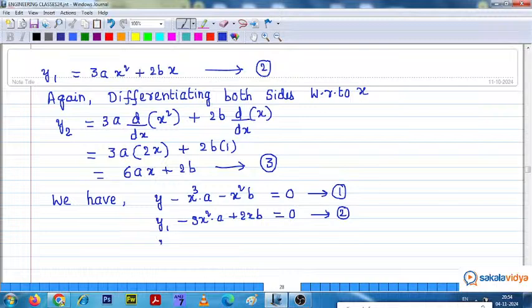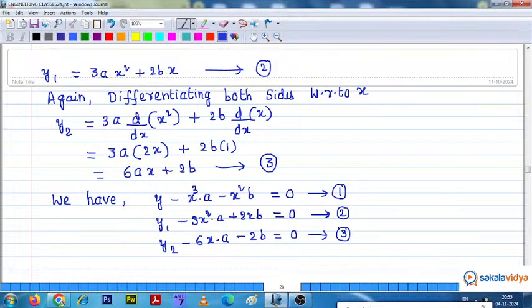From the third equation we can have y2 minus 6x times a, minus 2b, equal to 0. This is equation 3.